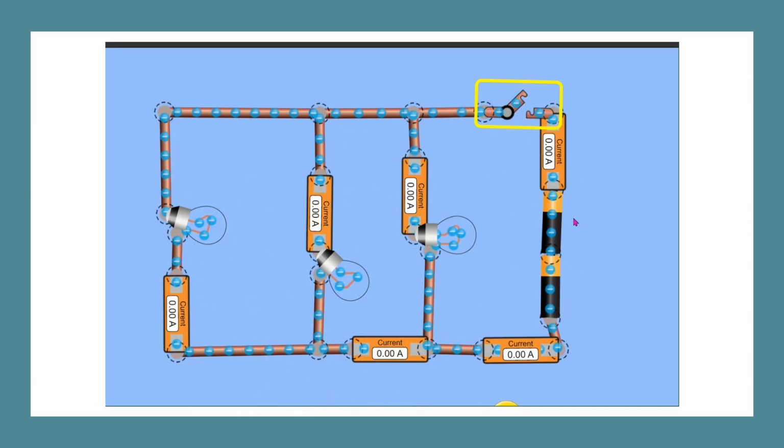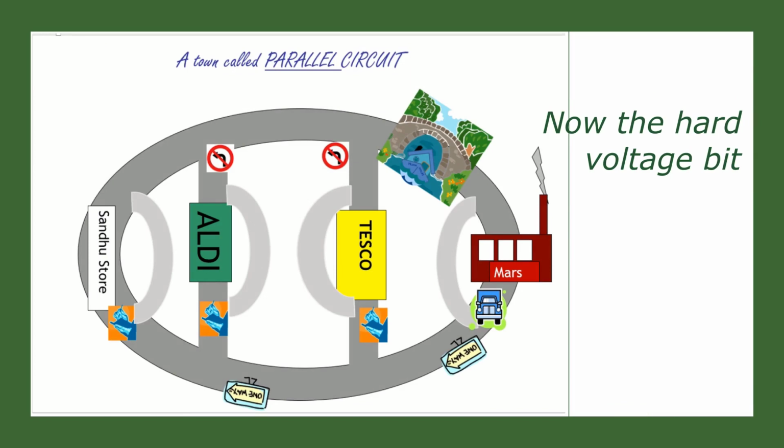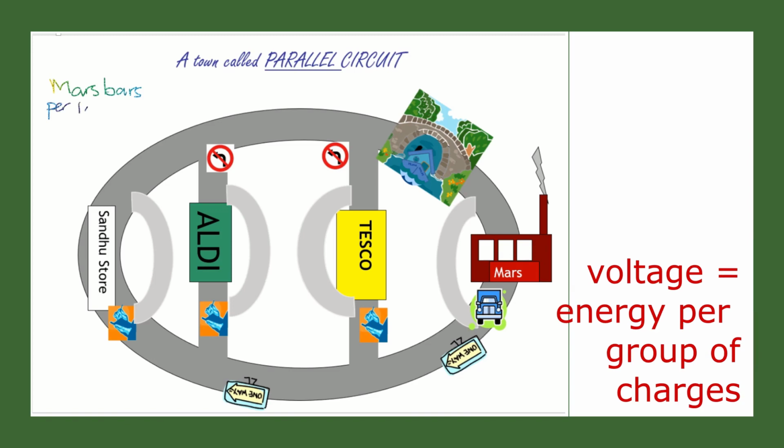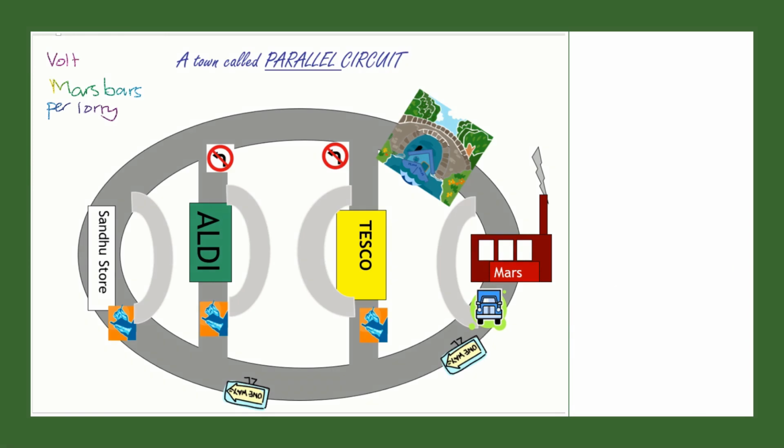Break the switch, no current. So if you remember, we've got to now look at voltage. And remember that voltage was to do with the energy, or the number of Mars bars per lorry. So Mars bars per lorry equals our voltage equivalent. And remember, it is the store manager, the Mars bar factory manager.